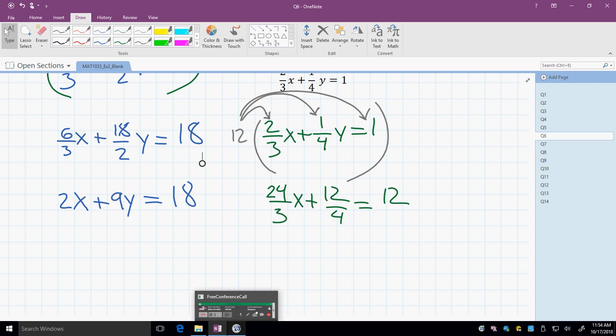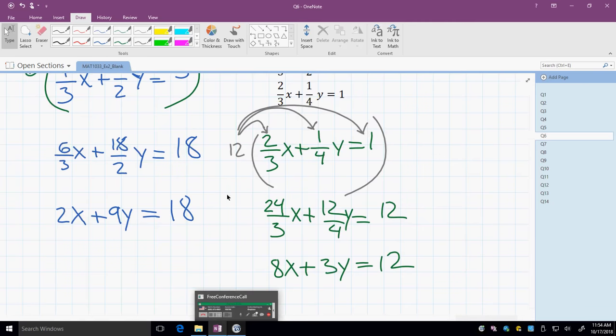Now, I have 24 over 3. What will be that? I have AX, 12 divided by 4, 3. Oh, I forgot the Y. Thank you. Don't forget your variables. Okay, now these look a lot better than the crazy fractions that we had before.